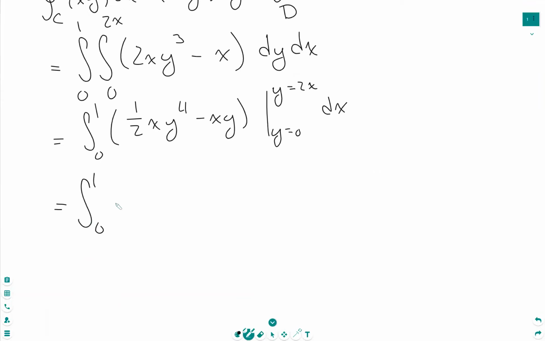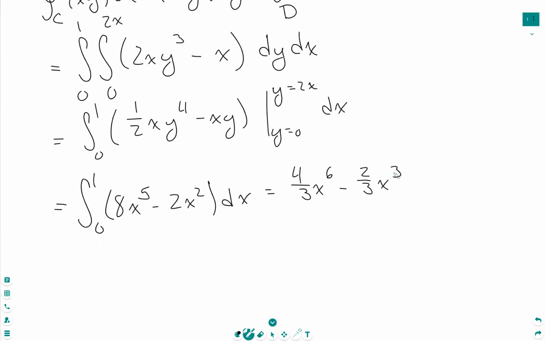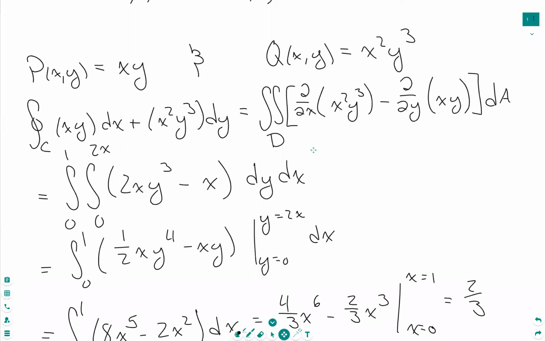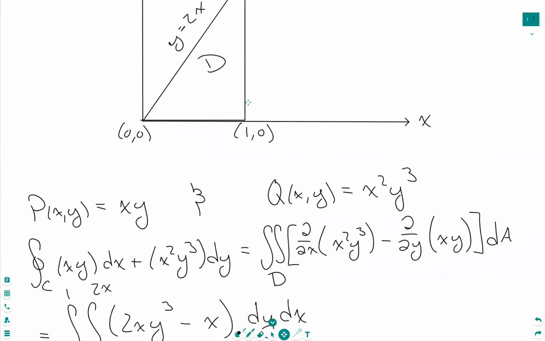This is the integral from 0 to 1 of 8x to the 5th minus 2x squared dx, or 4/3 x to the 6th minus 2/3 x cubed, evaluated at x equals 0 and x equals 1. This ends up giving us 2/3. So the area integral was much simpler than trying to do the line integral on each of these segments here.